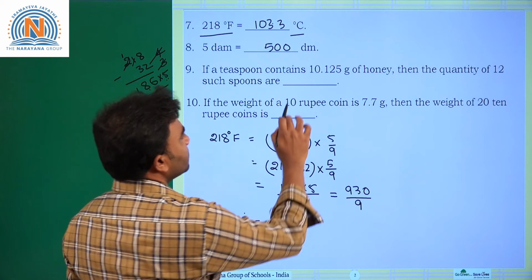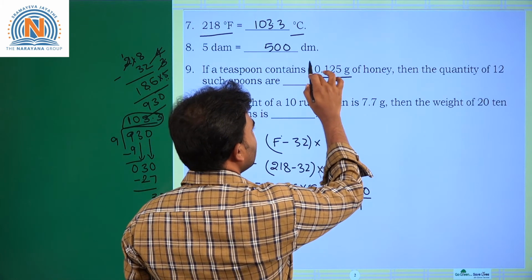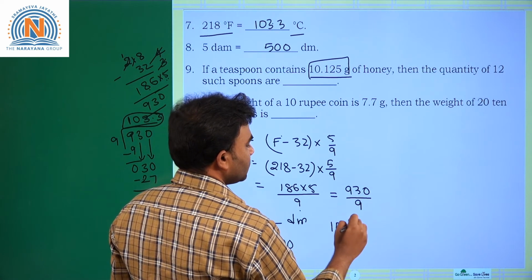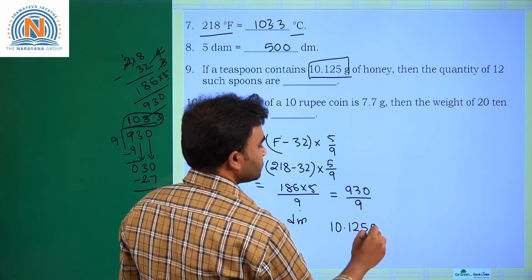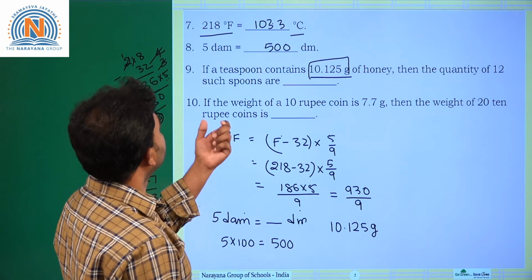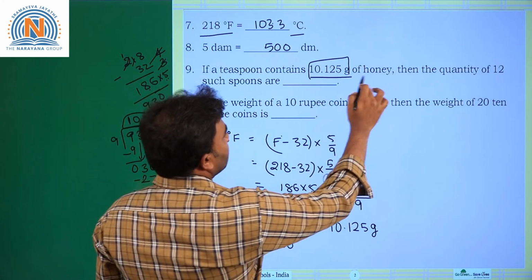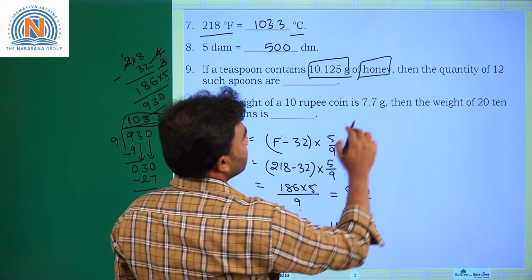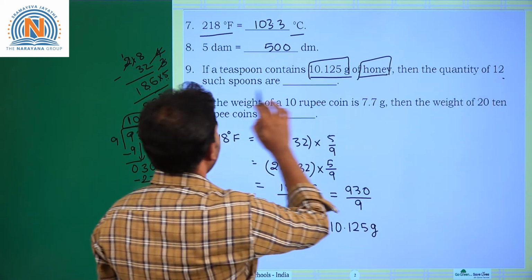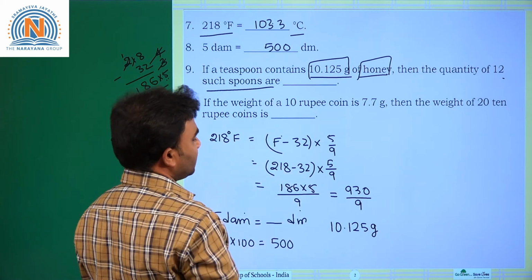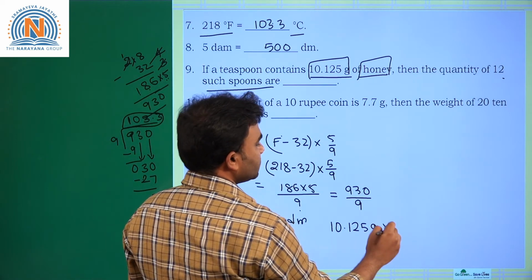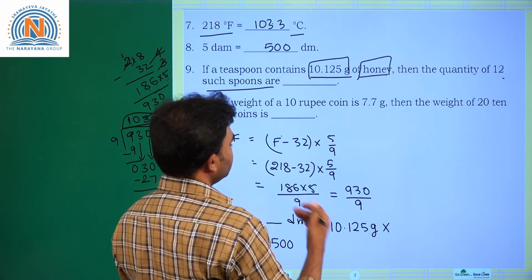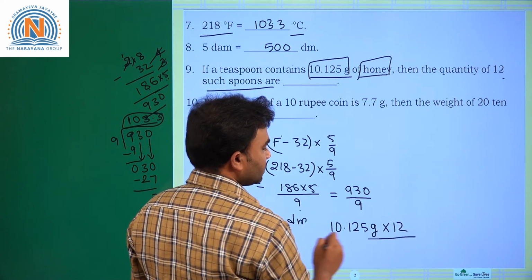Next, if a teaspoon contains 10.125 grams, this is the honey contained in the spoon. Then the quantity of 12 such spoons is equal to. So to find the quantity of 12 such spoons, we have to multiply it with 12.